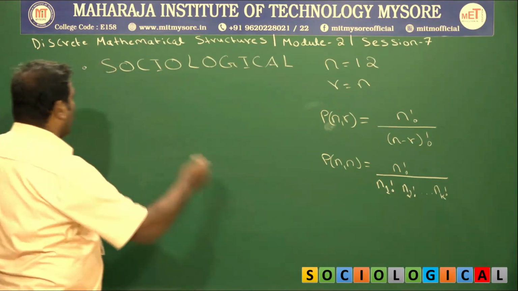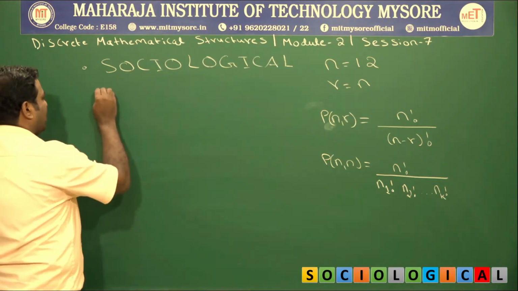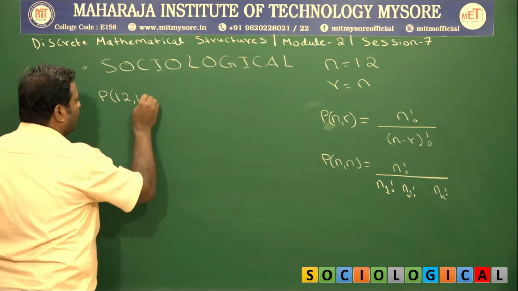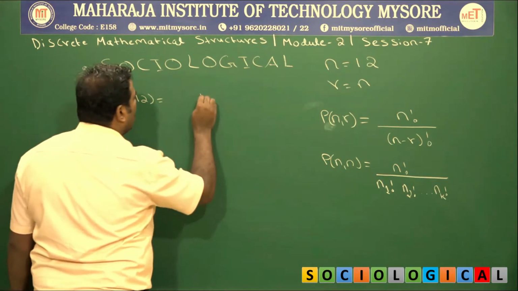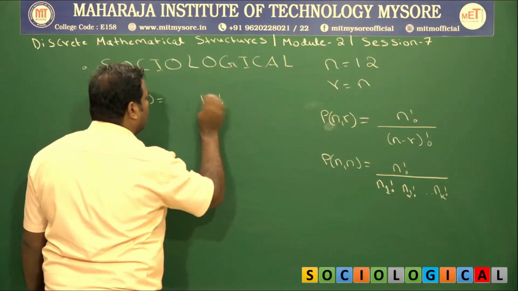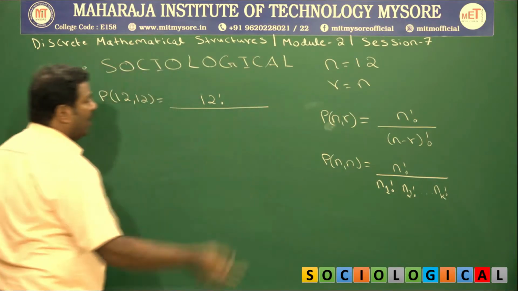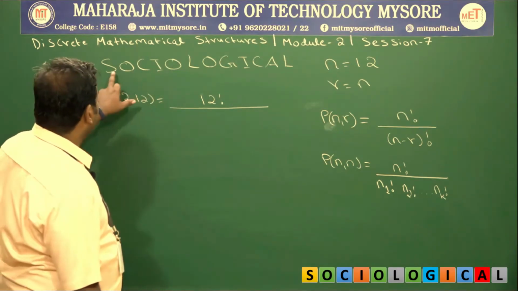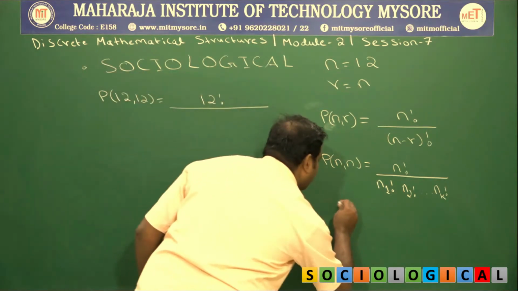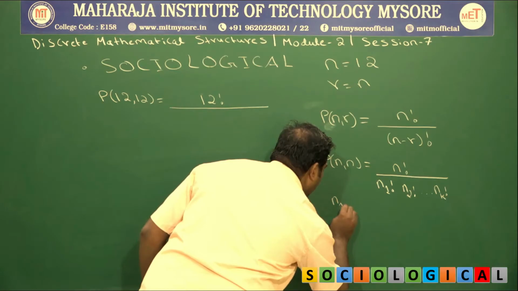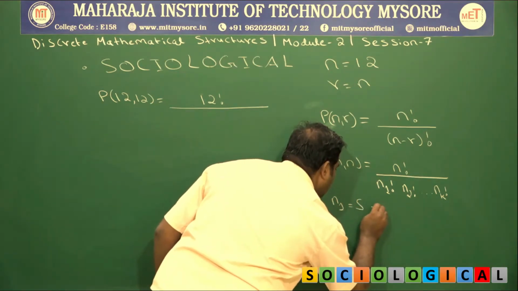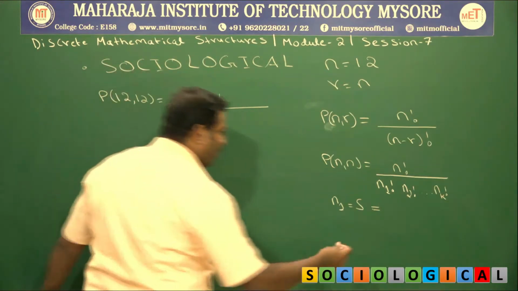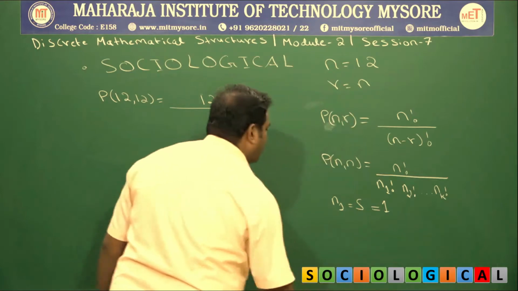So now I know what n is, hence I know what R is also. Hence, P of 12 comma 12 is equivalent to 12 factorial. This I can do straight away. But now the next thing is I need to find the frequency here. So let me find the frequency. First of all let me take S, which is n1. Let me say n1 equals S, and the frequency of S is equivalent to 1. That's going to be only 1, hence not much confusion. Let me say 1.